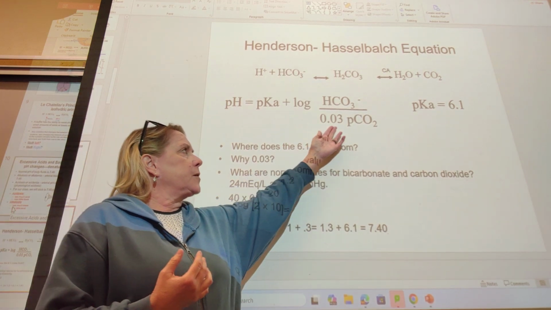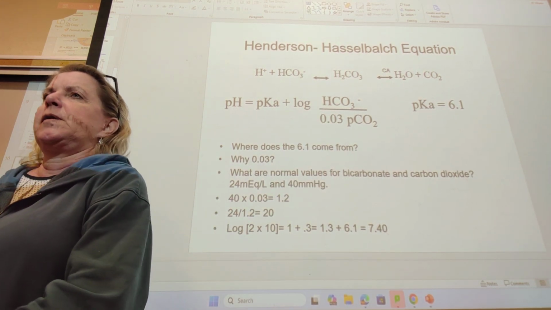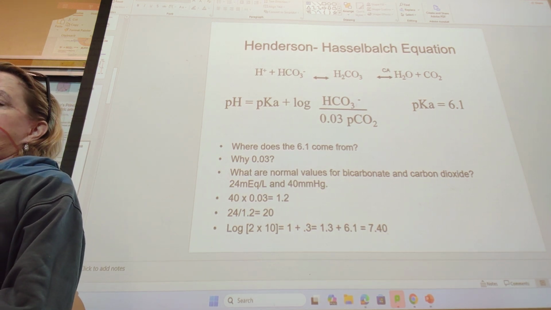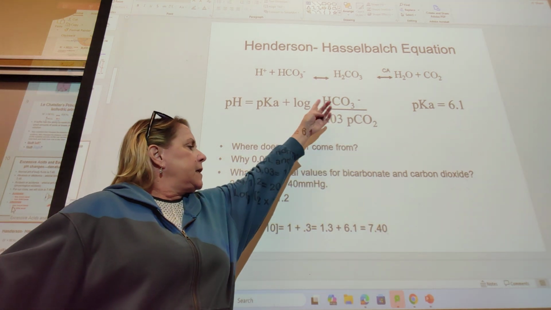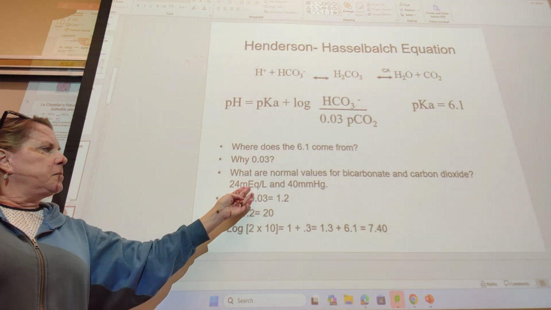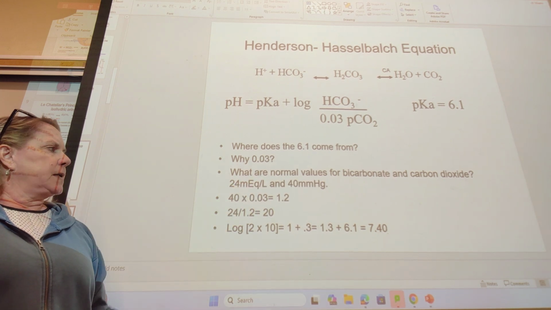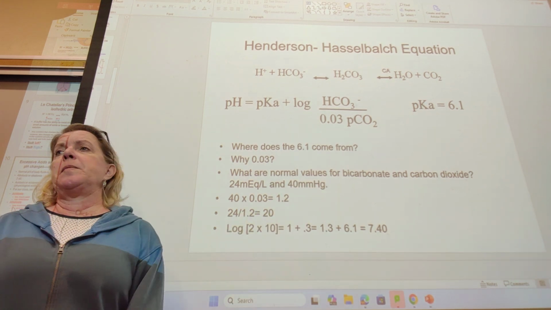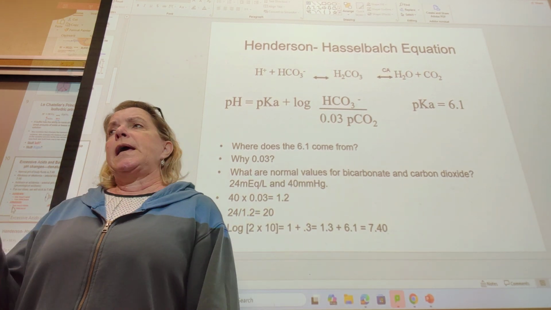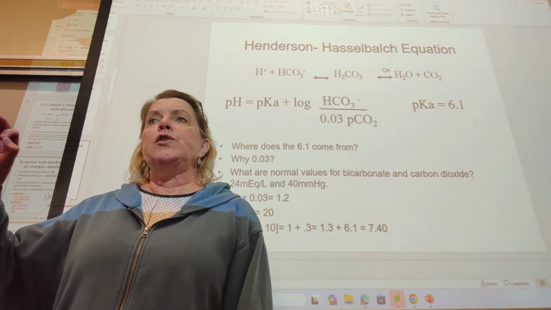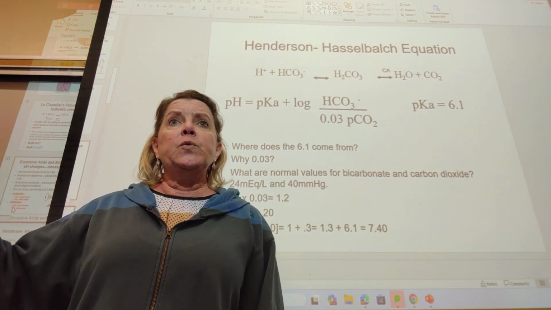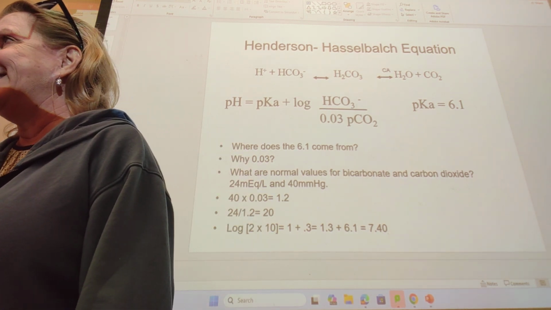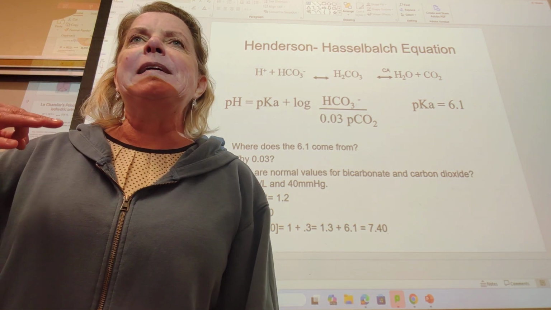The 0.03 is a conversion number. Very important, because here's why. Bicarb is given in units of millimolar, or milliequivalents. Carbon dioxide is given in units of millimeters of mercury. pH does not have units. It's one of the few rare times in science where a naked number is accepted. No units, it's unitless.